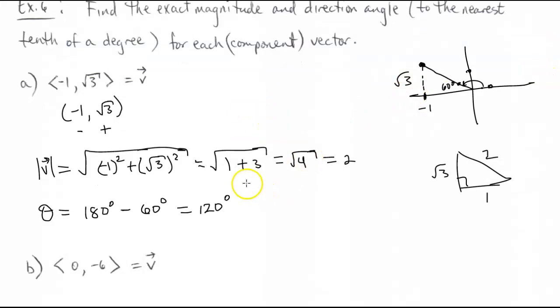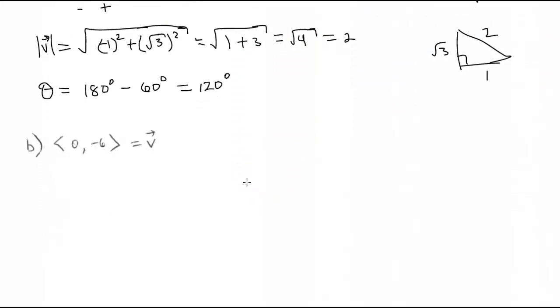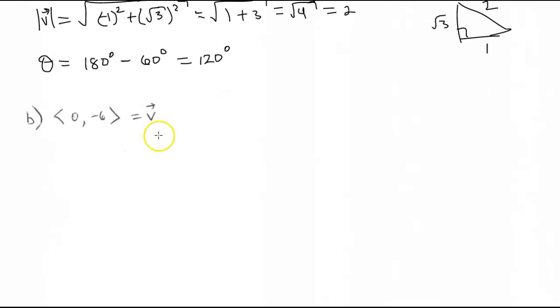All right, so for part B, we can look at this and easily tell that the magnitude of this particular vector is going to be 6. We know that because if we draw this vector, it is going to be on the negative y-axis here. We can do the calculations, but common sense just tells you that's what it is.